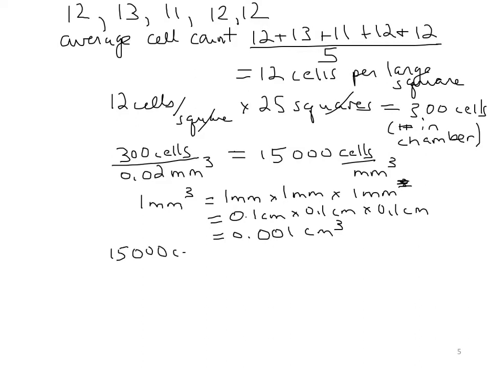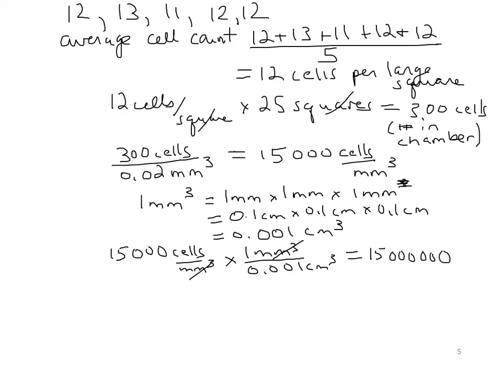Okay, so I can convert now. 15,000 cells per millimeter cubed times the conversion factor, which is 1 millimeter cubed, all divided by 0.001 centimeter cubed. These go away, and I'm left with 15 million cells per centimeter cubed. Okay?